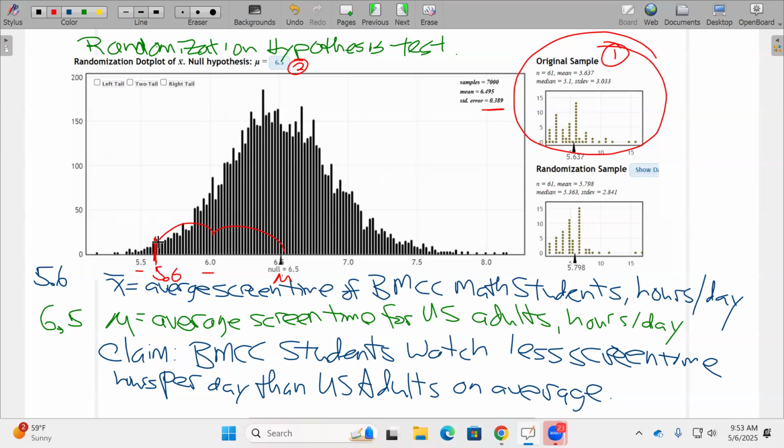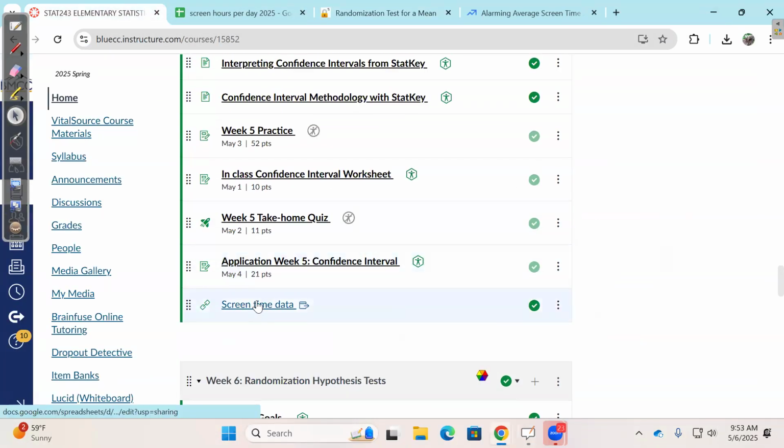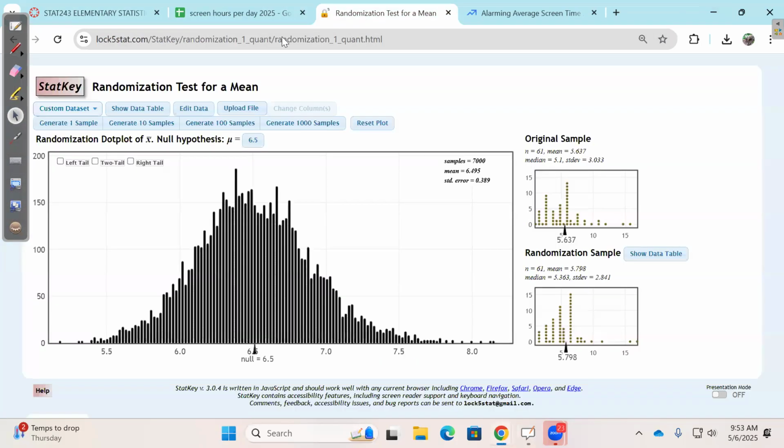So let's do it. Again, rewind for a second. First step we had to do here is get the screen time data, either from the home page here, week 5, copy it, go to StatKey randomization test for mean, edit the data in, adjust the null hypothesis. Now we're ready to do a test.